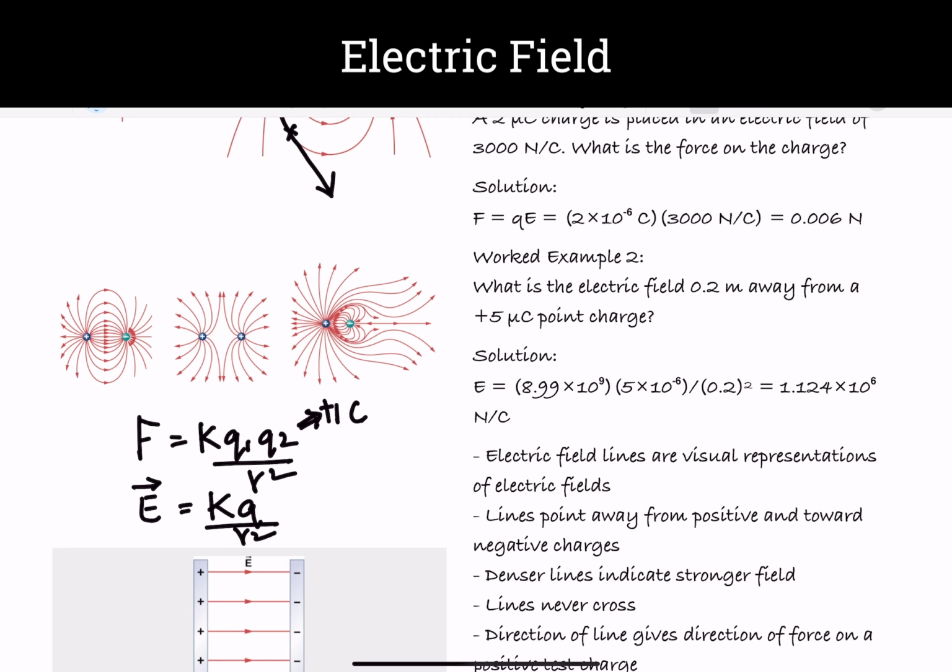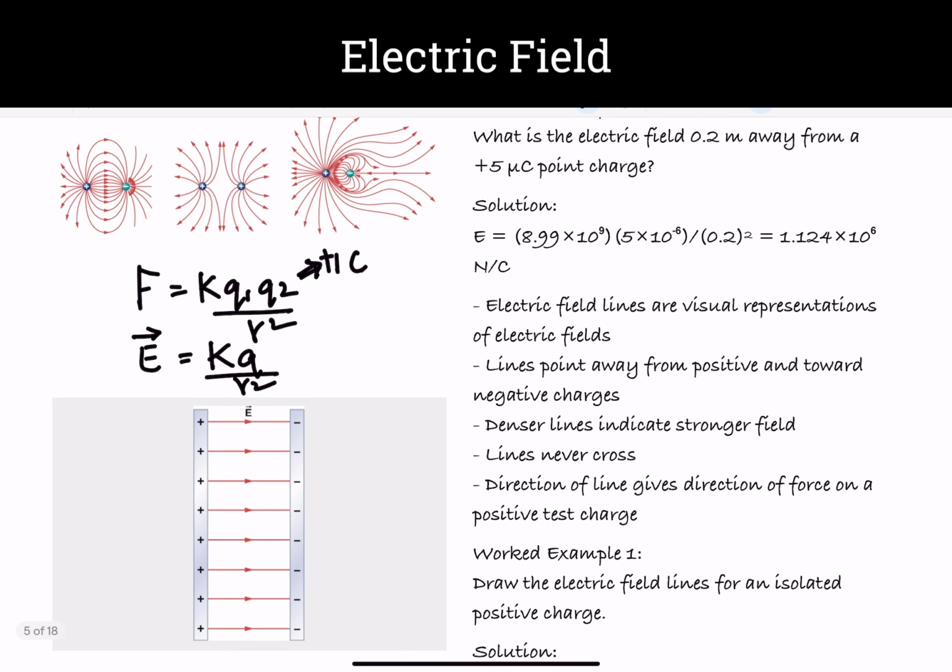So if you're given R and you're given Q and you're asked to find the electric field, we just use that formula. E is equal to K Q over R squared, which is what is done here. You have K Q over R squared. So there are two formulas technically to calculate the electric field.